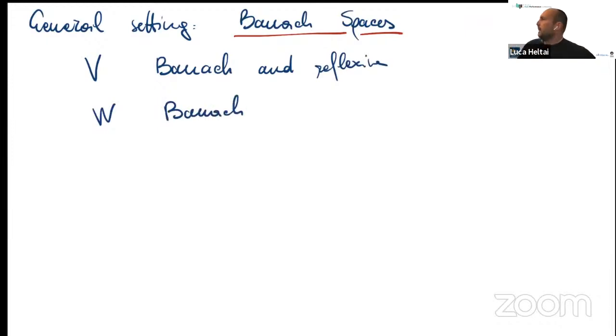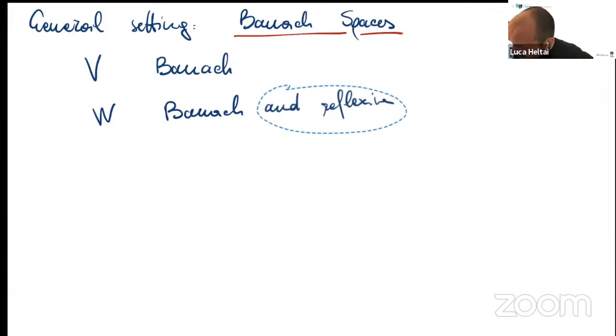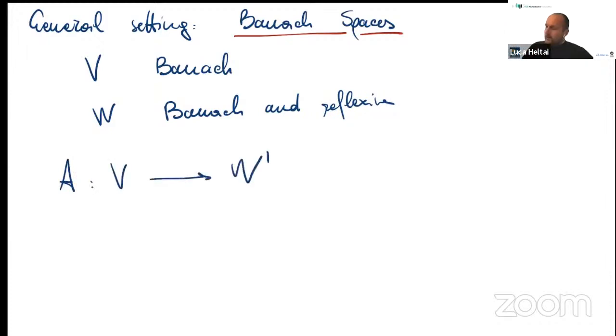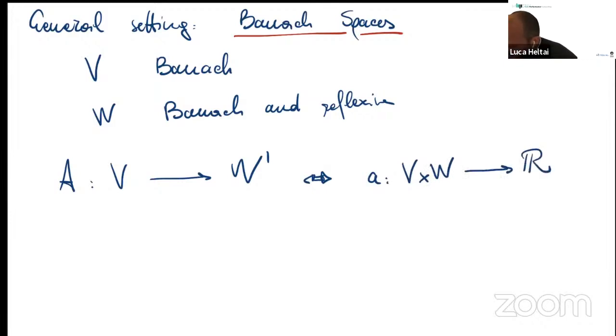So the first part of the theory is going to be on these two conditions. The other way around. So W is also reflexive. So the image space is reflexive. And we have a linear operator A that goes from V to the dual space of W. And as we know, this is equivalent to having a bilinear operator A, which goes from the product space V times W into real values. And this is an operator that pairs u, v and associates a(u,v) in R.